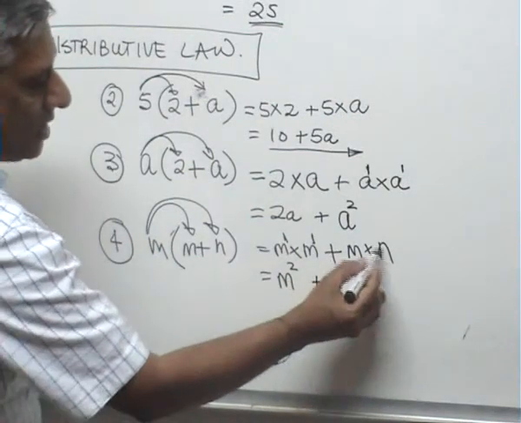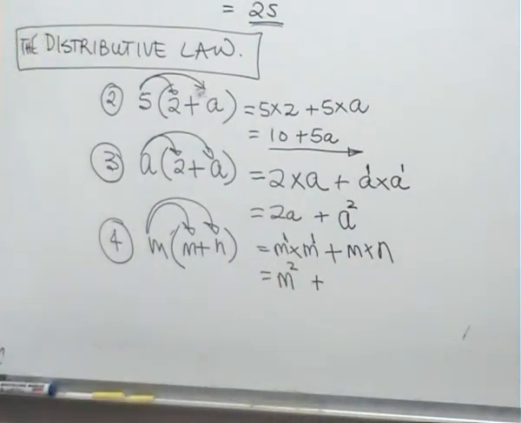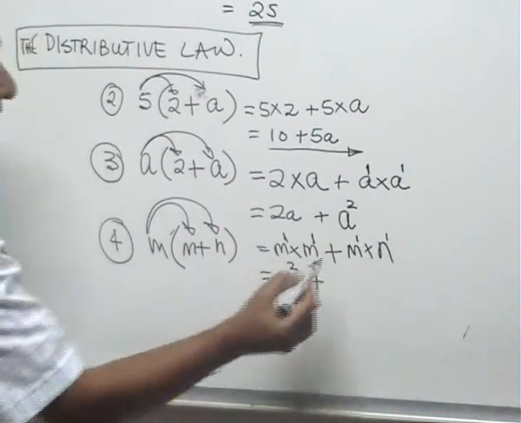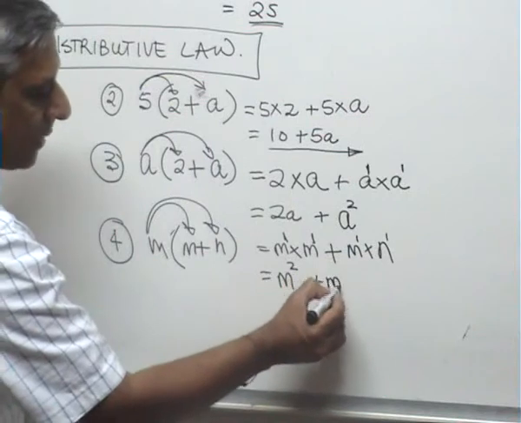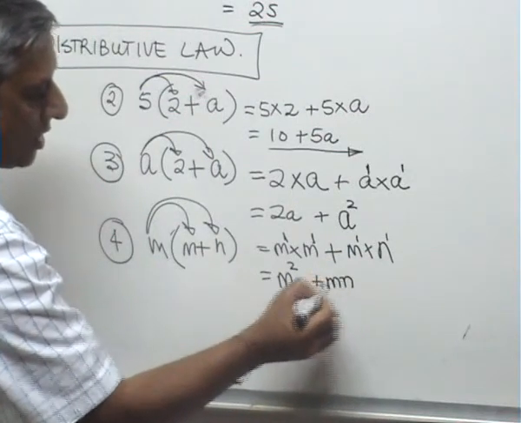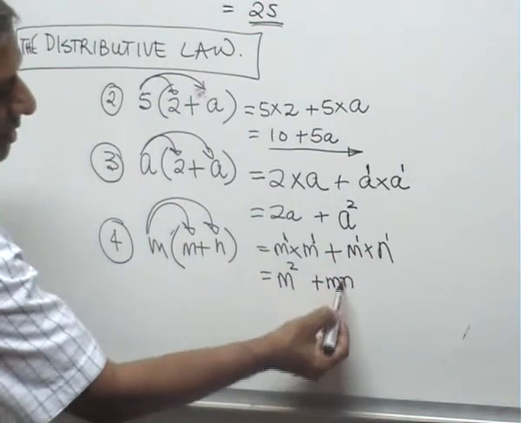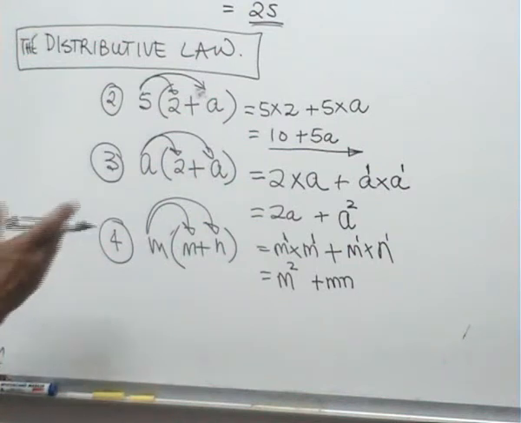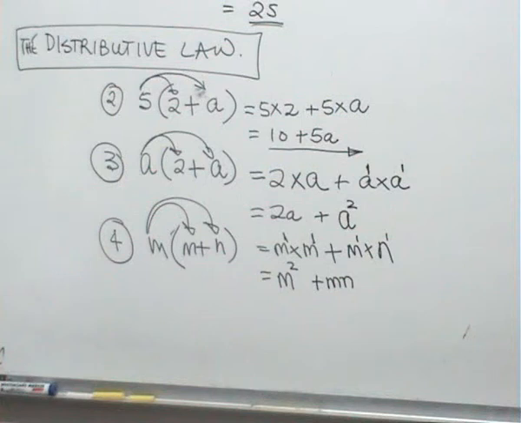Plus. Now here the bases are different. So I cannot add the indices because the bases are different. So m times n, you just write mn next to it. If you remember, we told you that the multiplication sign is understood. So that basically is removal of brackets. And when we're removing brackets, we use what is called the distributive law.